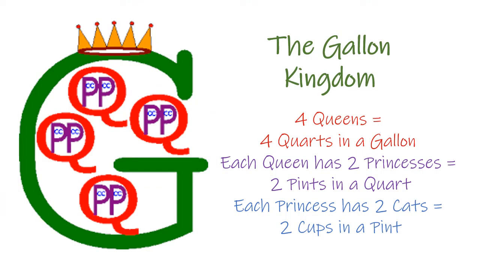Let's look here at our gallon kingdom and figure out how many pints are in 1 gallon. So if I look here, I can see that there are 2, 4, 6, 8 pints in 1 gallon. There are 8 pints in 1 gallon. So let's take that information and we can solve our problem. That's our littles in one big.